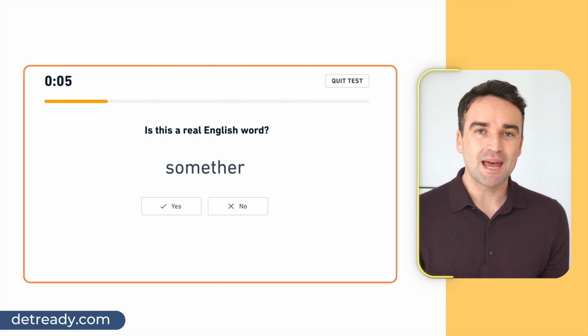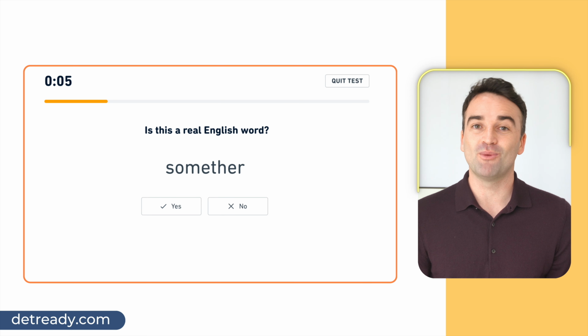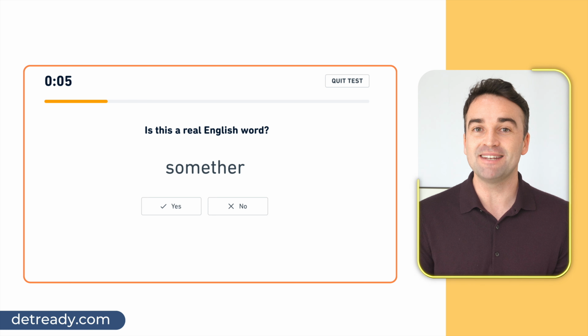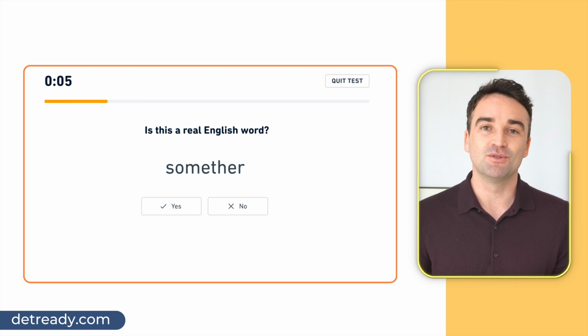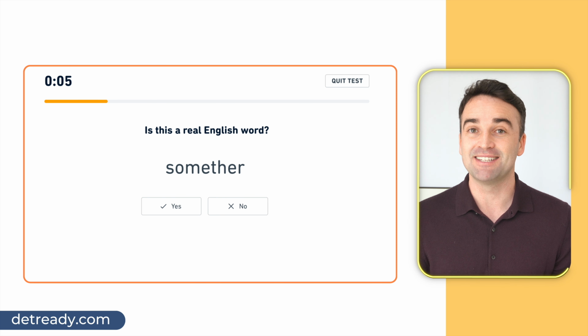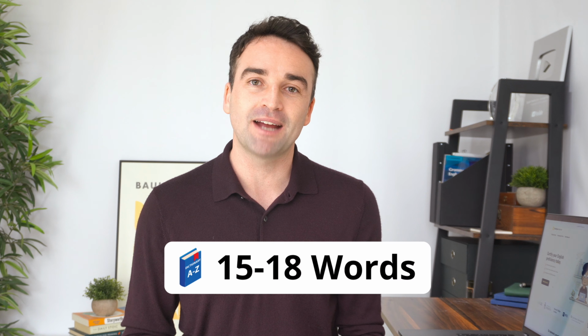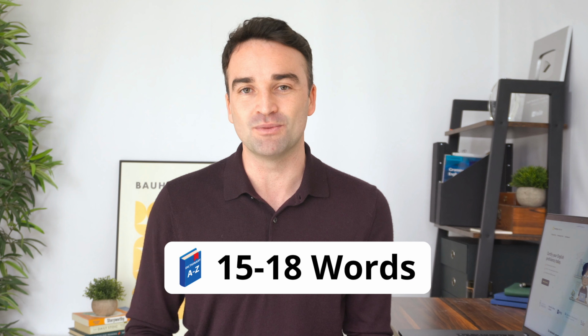However, this question type is having a major revamp from April 2nd onwards, and it's going to look like this. The concept of this question type remains the same. You have to identify the real English words. However, from April 2nd onwards, you'll be presented with the words one by one and asked to decide whether they are real or not by selecting yes or no, just as you can see here. You'll have 5 seconds to decide whether the word is a real English word or not, and you can expect to see between 15 and 18 of these words. There could be any number of real words within the 15 to 18 words you're given, so don't worry if you think you're hitting yes or no too many times.